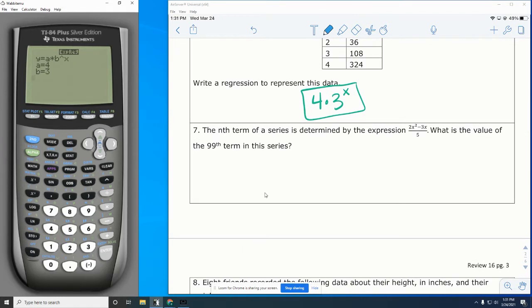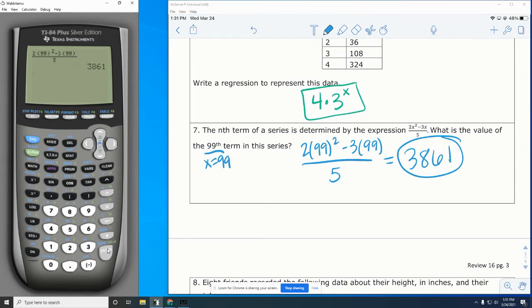Number 7, the nth term of a series is determined by the expression shown there. What is the value of the 99th term in the series? So we're going to plug in 99 for x and simplify. Again, I can do this 2 different ways. I can just type in or plug in the number 99, just like I'm about to. I can also put this in y1 and scroll all the way to 99. That's going to take you a hot minute. So I'm going to plug this in: 2 times 99 squared minus 3 times 99. Everywhere I see an x in the expression, I'm putting 99. And I get 3,861.